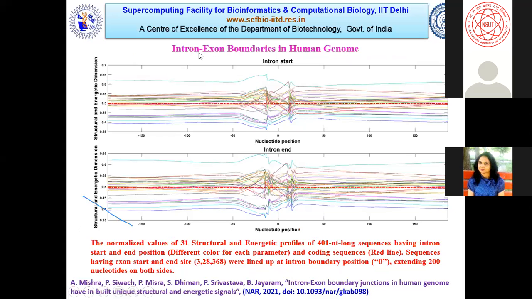Intron-exon I mentioned to you already. So you can see that there's a nice intron start site. There's a little peak here. There's a nice signal here for the intron end. So this is a good story from the eukaryote point of view.